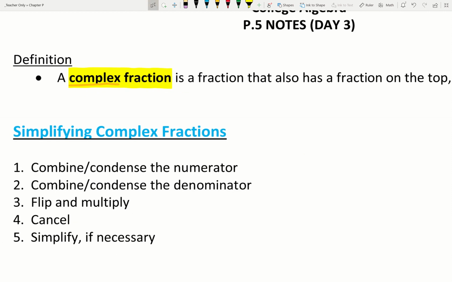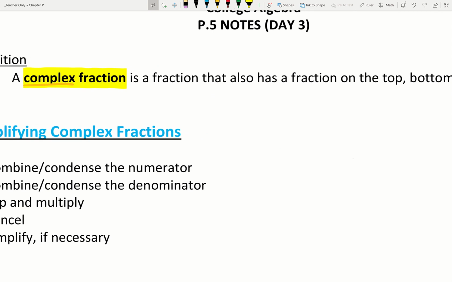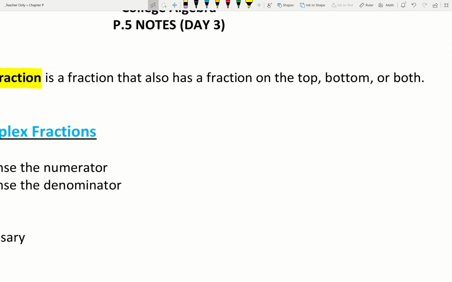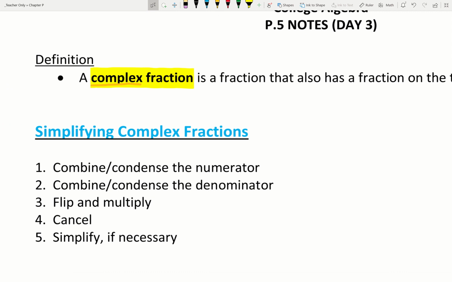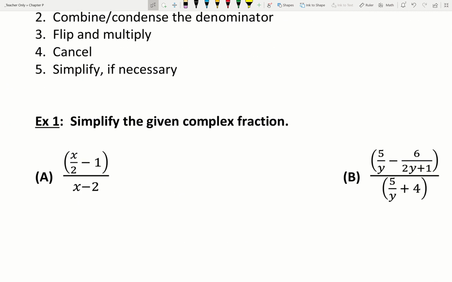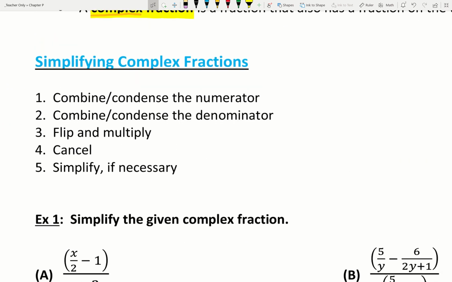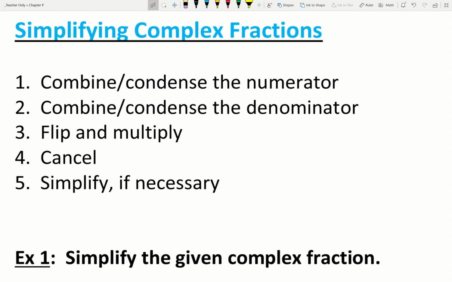Okay? So to read the definition here, it says a complex fraction is a fraction that also has a fraction in the top or bottom or both, okay? So you can see a couple of examples down below here. We've got fractions within fractions, right? So we want to take a look at how to simplify those things. And here's just a couple of really quick guidelines for being able to do that.